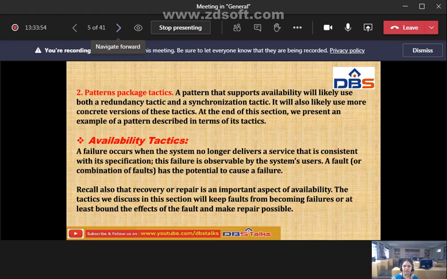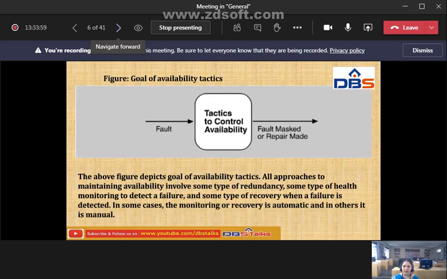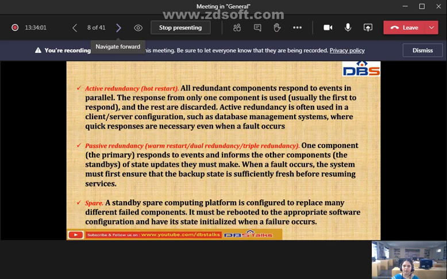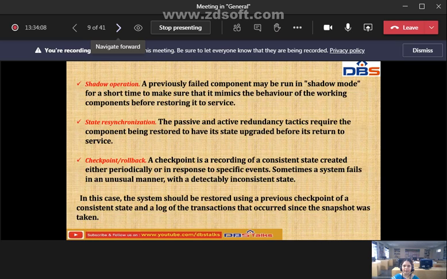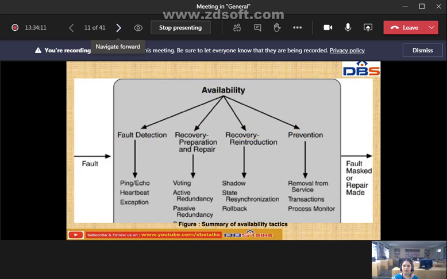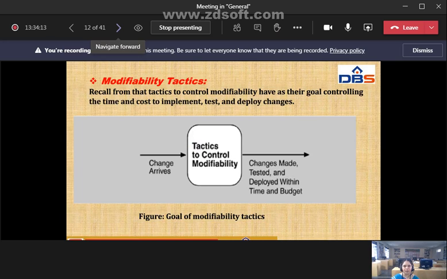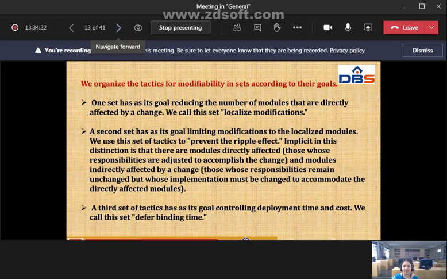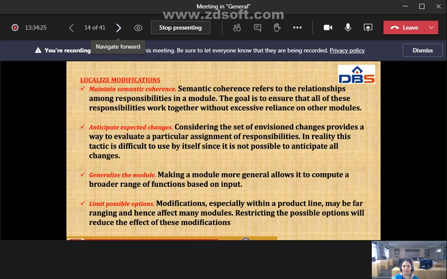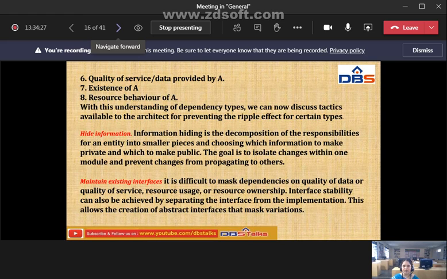Already we discussed availability tactics and their importance, and how we can achieve availability, which type of design decisions we will take. And also we discussed modifiability tactics, and what is the importance of modifiability tactics. Which type of design decisions we will take while modifying or changing something in the existing system without missing the actual information.